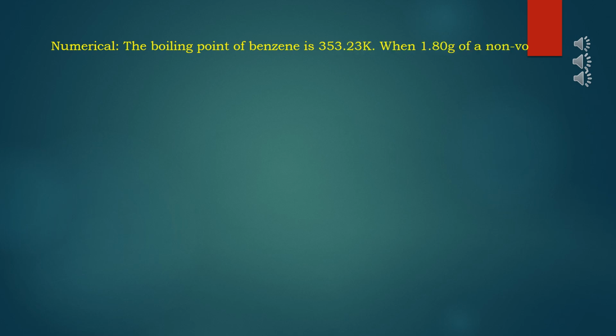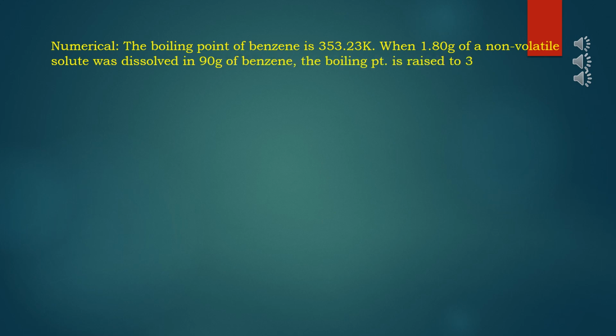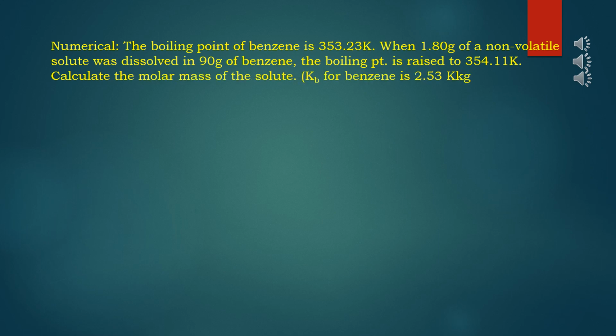Let's try another numerical related to elevation in boiling point. The boiling point of benzene is 353.23 Kelvin. When 1.80 gram of non-volatile solute was dissolved in 90 gram of benzene, the boiling point is raised to 354.11 Kelvin. Calculate the molecular mass of the solute. Here, the Kb for benzene is given as 2.53 Kelvin kilogram per mole.